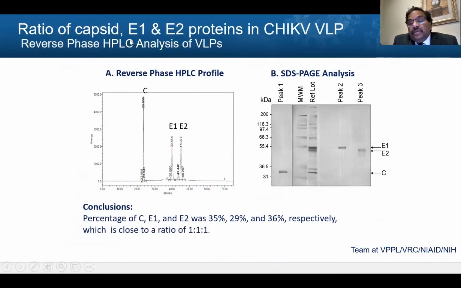For the VLP vaccine, because it has 3 proteins together, the E1, E2, and capsid protein, we wanted to make sure that we are able to quantify those. So we separated them out. We treated the VLP and did the reverse phase HPLC analysis. We can see that all 3 proteins are there, E1, E2, and capsid. And this is what we have done to identify them using the Western blot.